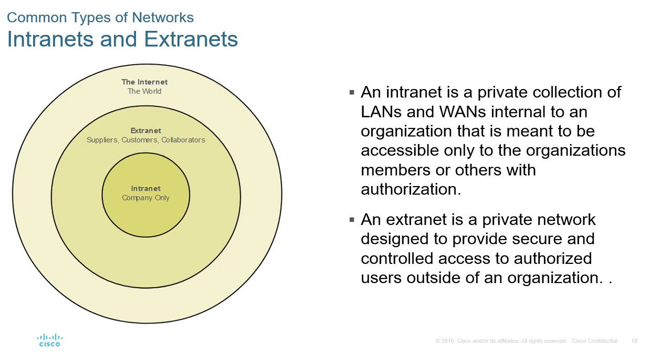Other types of networks we have are intranets and extranets. An intranet is a private collection of LANs and WANs only accessible by the members of the organization. On the other hand, an extranet provides secure, controlled access to users outside the organization. So I think the only difference there is that one is within the organization, and the other can provide access to users outside the organization.